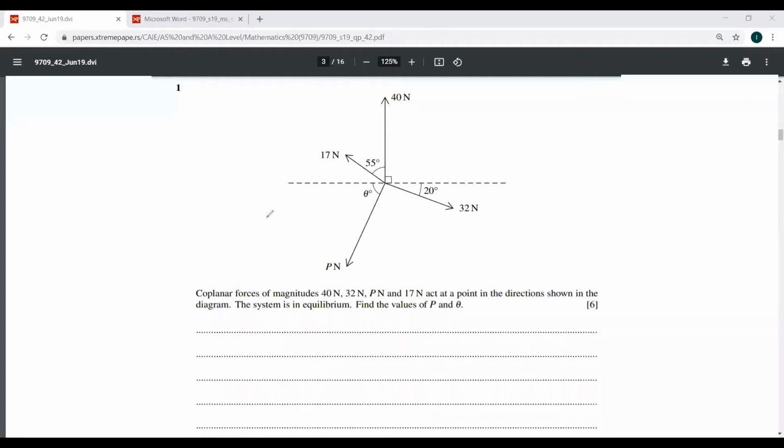Okay, Bismillahirrahmanirrahim. We're going to start a P4 today. It is from June 2019, paper 4-2. First question, this is on resolving forces.